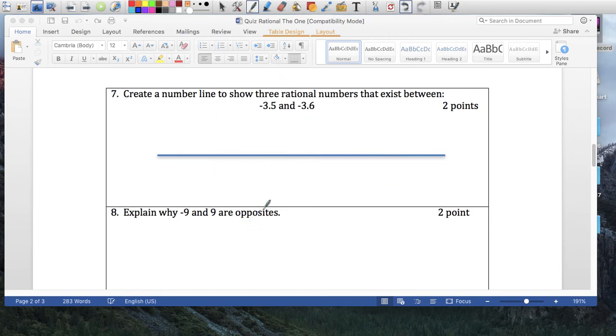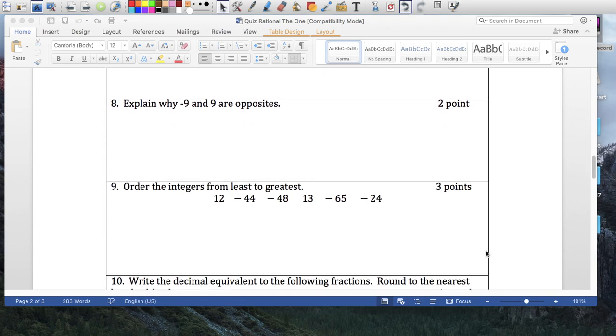Why are negative 9 and positive 9 opposites? Well, because they're the same distance away from 0. That's simple. That's why they're opposites. Opposite numbers are exactly the same distance away from 0. Okay, that's 0. 9 would be here, and negative 9 would be exactly on the other side. Same distance of 9 steps to go back to 0.